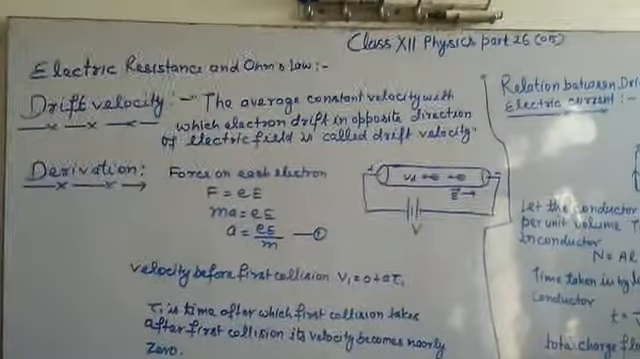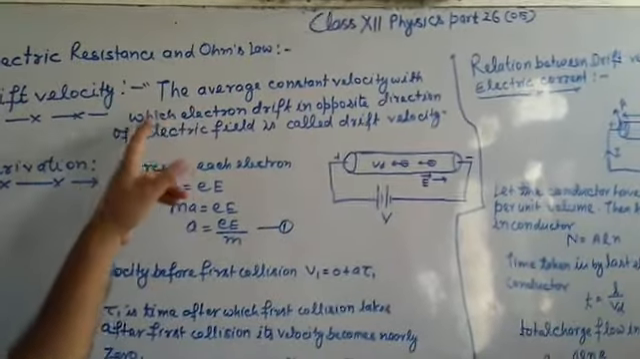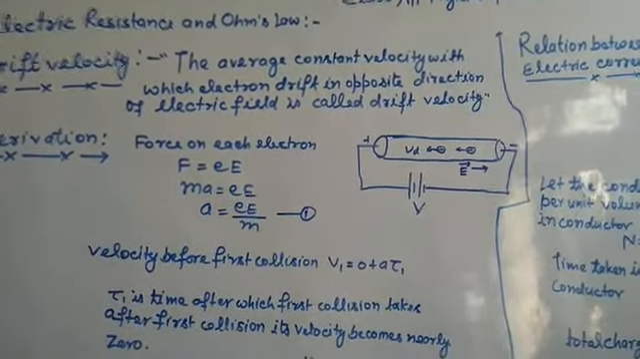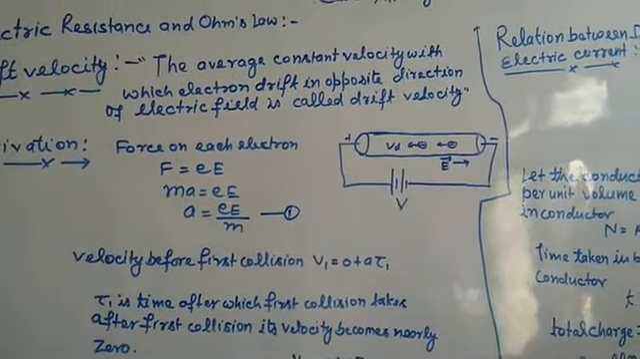Today I am going to discuss drift velocity. The average constant velocity with which electrons drift in the direction opposite to the electric field is called drift velocity.